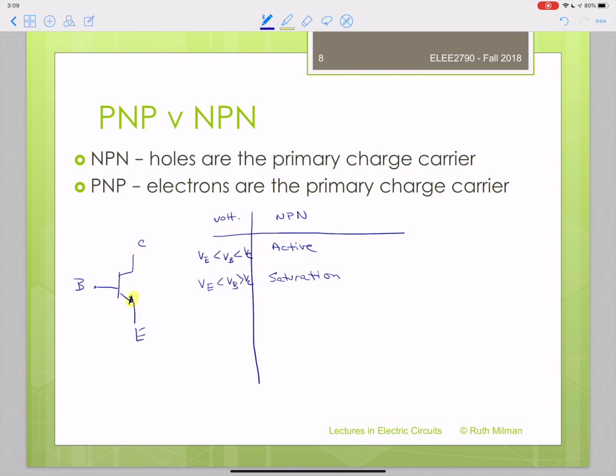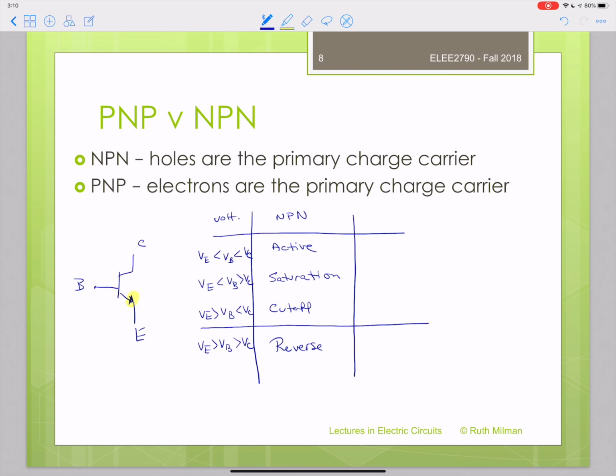If the voltage at the emitter is greater than the voltage at the base and that is less than the voltage at the collector, it works in a mode called cutoff. Typically those three upper modes are the only ones that you would want a transistor to work in. It is also possible that the voltage at the emitter is greater than the voltage at the base, which is greater than the voltage at the collector. In this case, this transistor works in something called reverse mode.